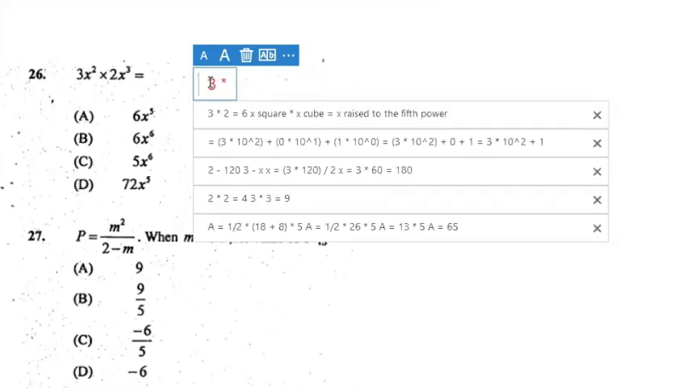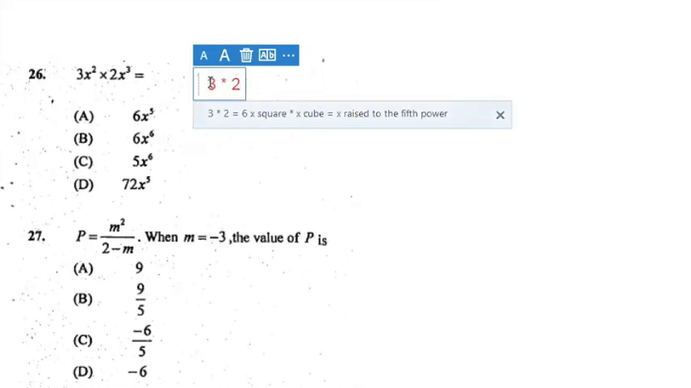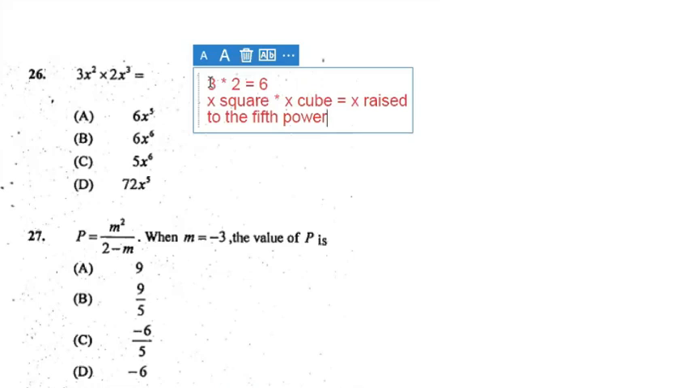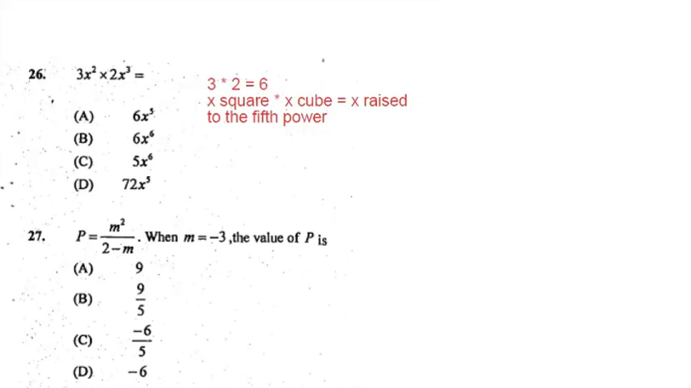26, 3x squared multiplied by 2x cubed. So remember, when multiplying powers with the same base, you always add the indices, and this is the index law for multiplication. So I'm just going to pull it apart a bit. So it is 3 multiplied by 2 to give us 6, and x squared multiplied by x cubed is equal to x raised to the 5th power, and therefore our answer is 6x raised to the 5th power. So therefore our answer for 26 is A.